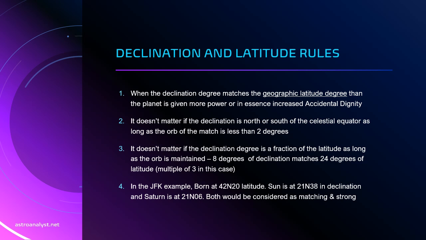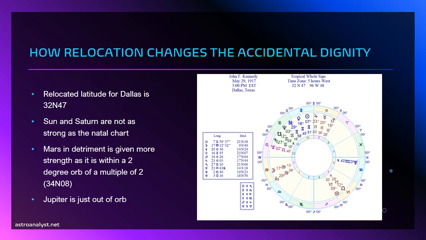So in the JFK example, he was born at 42 North 20 in Massachusetts, and his Sun is at 20 North 38 in declination, and Saturn is at 21 North 06. So both of those would be considered a match from the declination to the latitude. And that makes those planets stronger, at least where he lives. It's not going to totally go away if he moves, but it's important to know that.